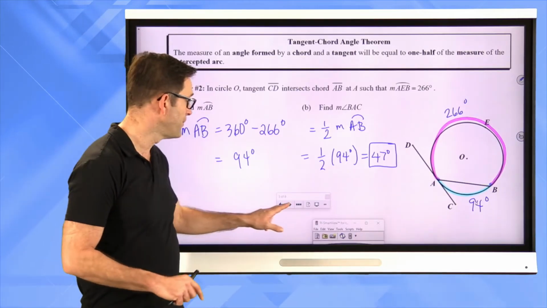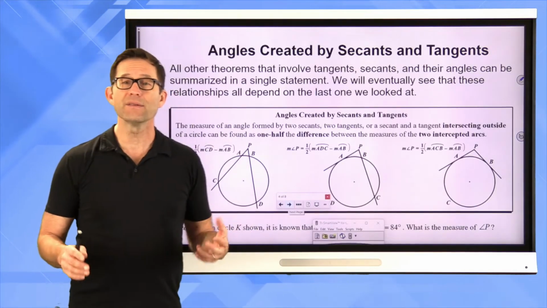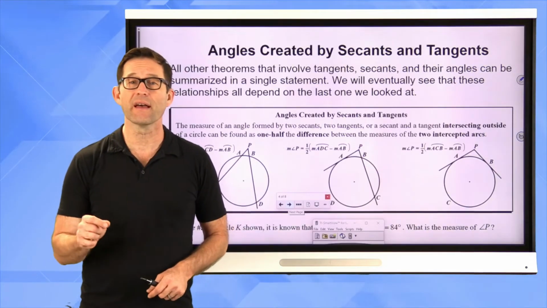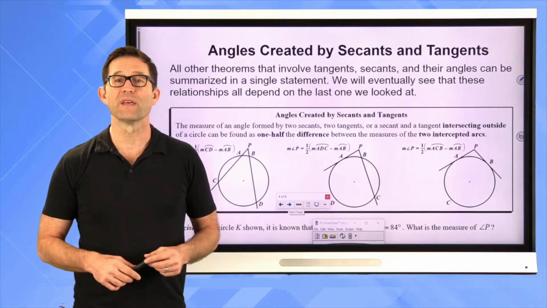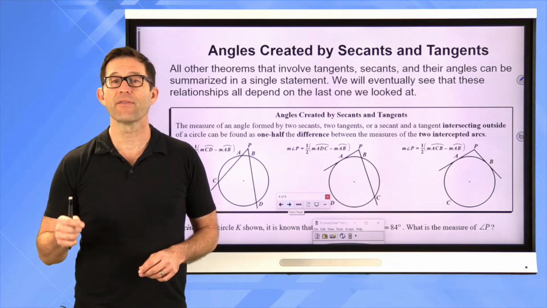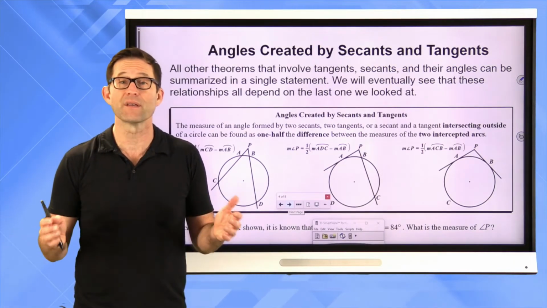So let's keep going. All right, now let's talk about angles created by secants and tangents, because that's a little bit different. All the other theorems that involve tangents, secants, and their angles can be summarized in really a single statement.